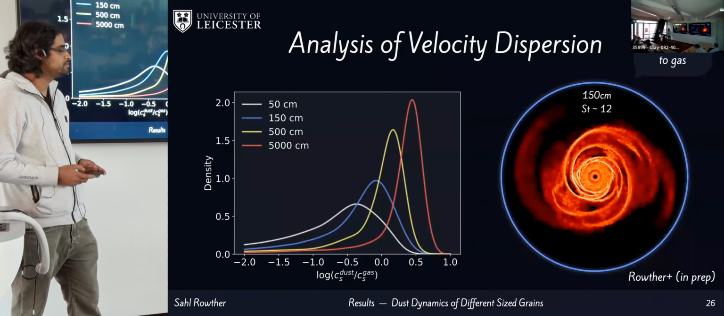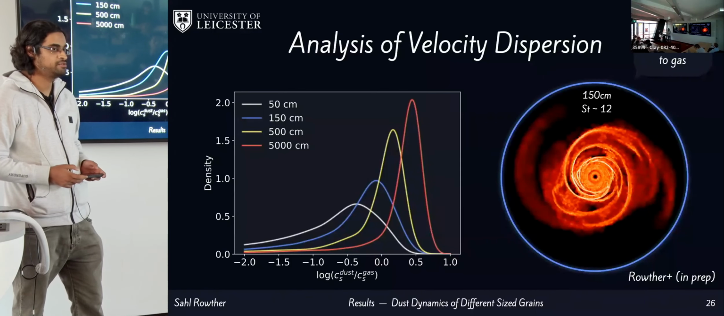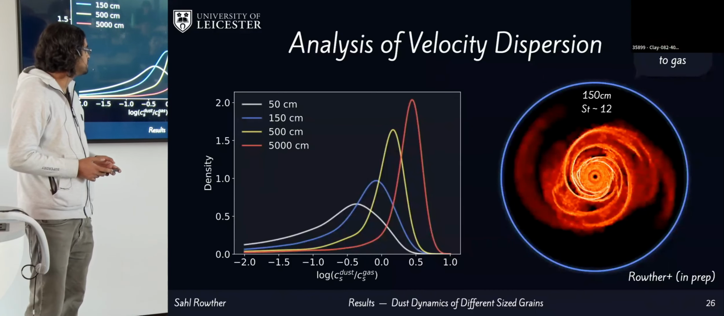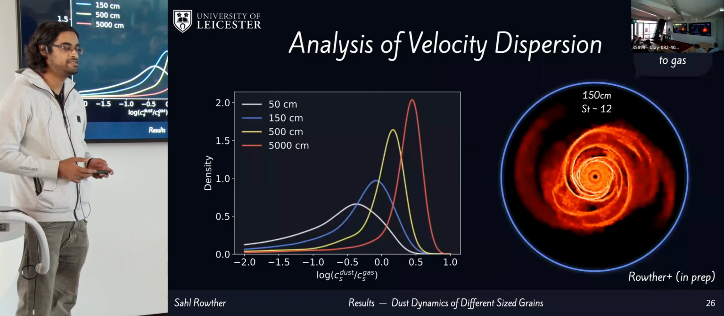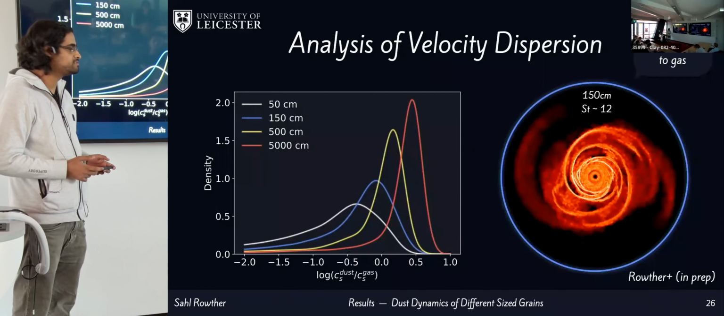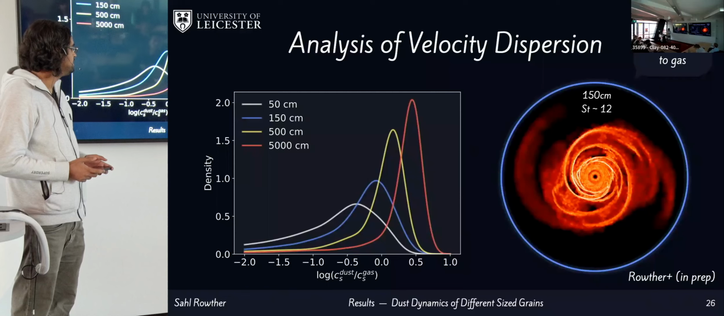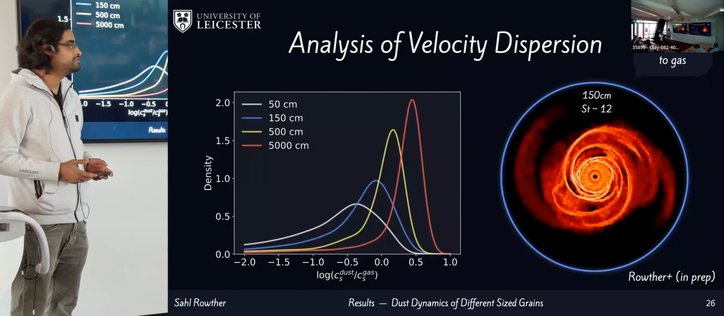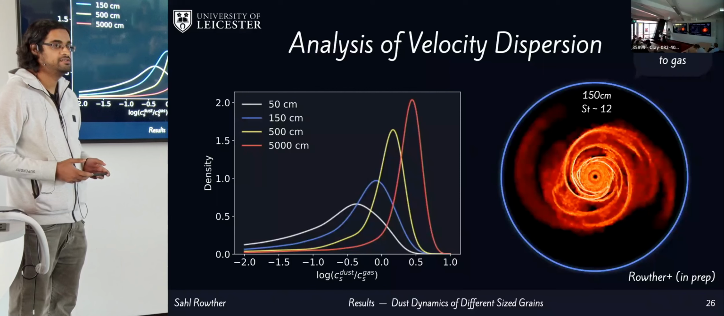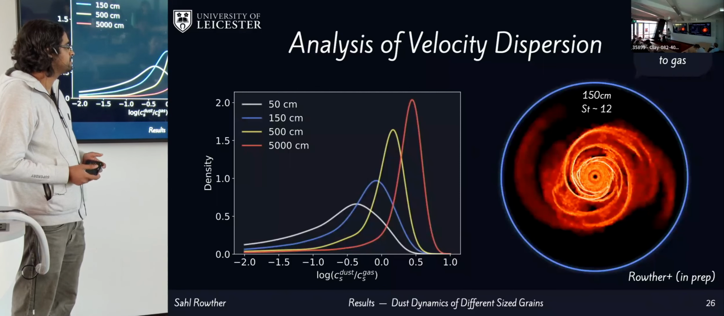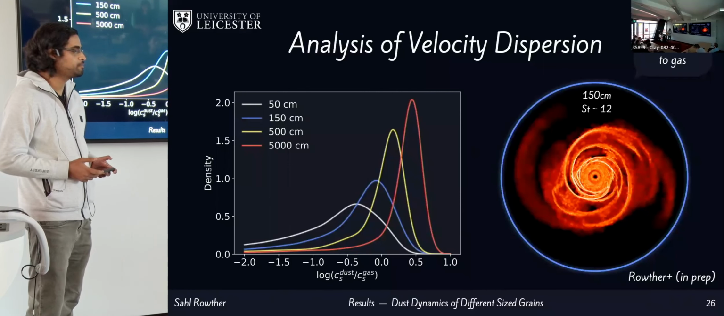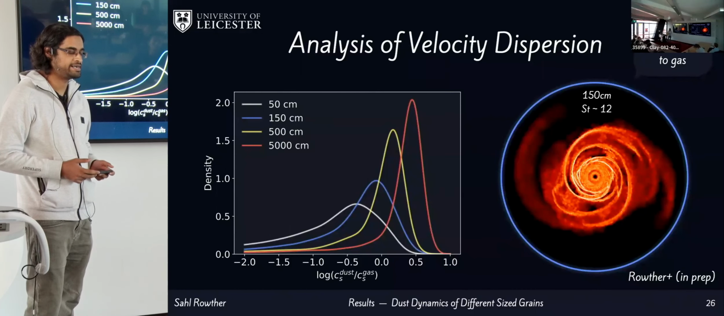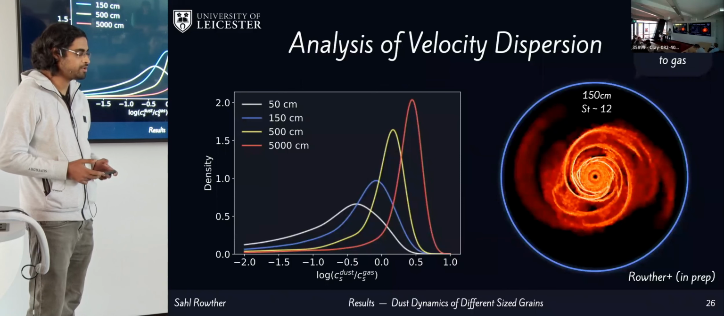Going up to the next grain size, which is 150 centimeters, we see that the peak of the dust velocity dispersion now is approximately similar to the gas sound speed. So as I mentioned earlier, this means that the dust and gas can be thought of as a single fluid, and we see that in a simulation where the dust is very well coupled to the gas, with the widths of the dust spirals matching the gas spirals quite well.